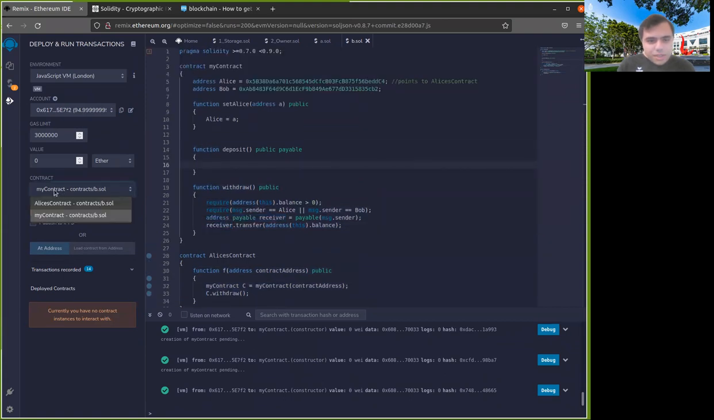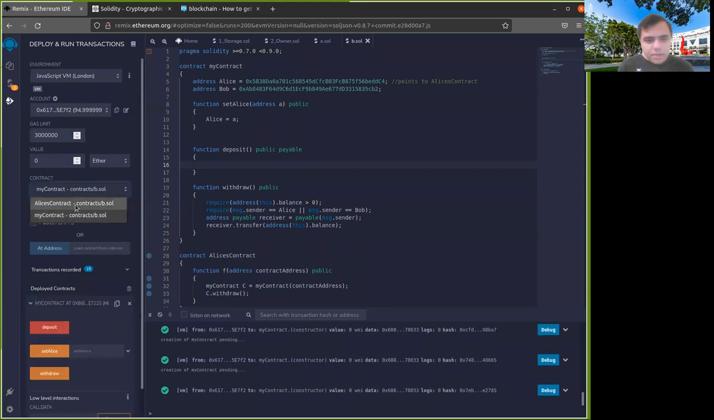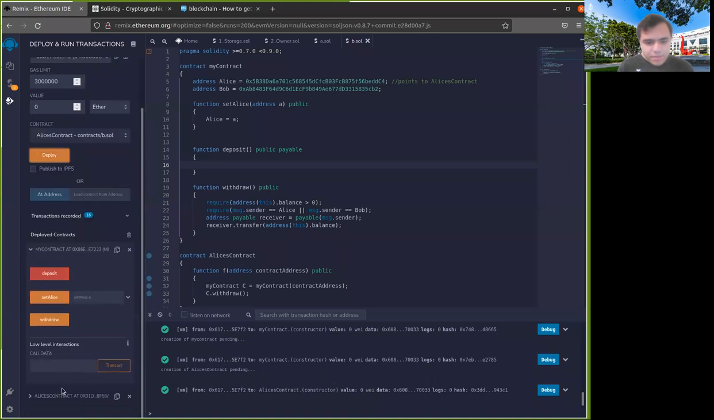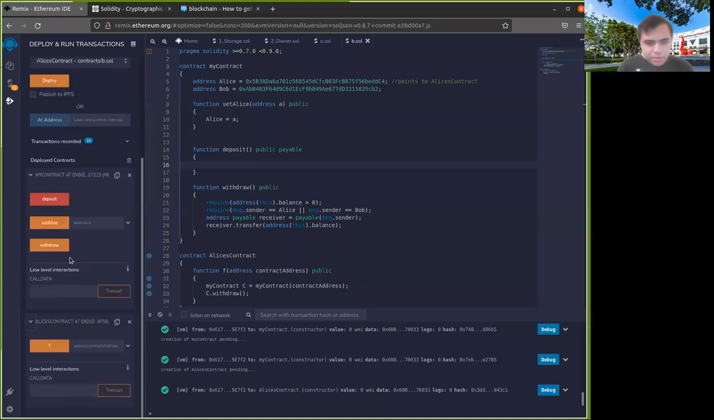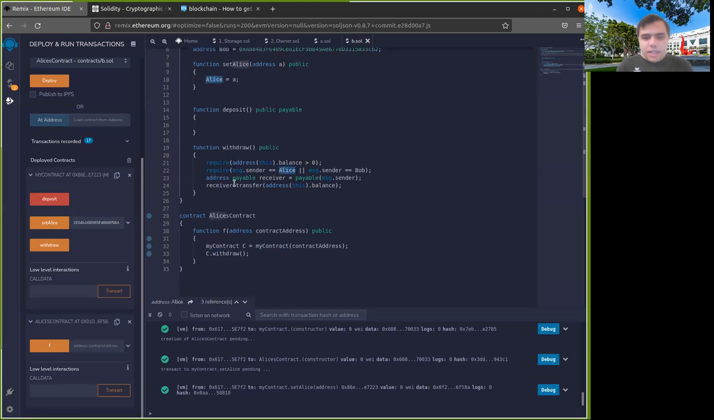Okay, so I first deploy my first contract. I can choose which one here. Great, I deployed this one. And now I deploy the second contract. Okay, and as you see, I have both of these contracts. So what I can do is first copy the address of the second contract and pass it to the setAlice function in the first contract. Okay, now basically what I did is what I wanted here. So this Alice in my first contract is now actually not controlled by some real world entity, but is the address of this contract.